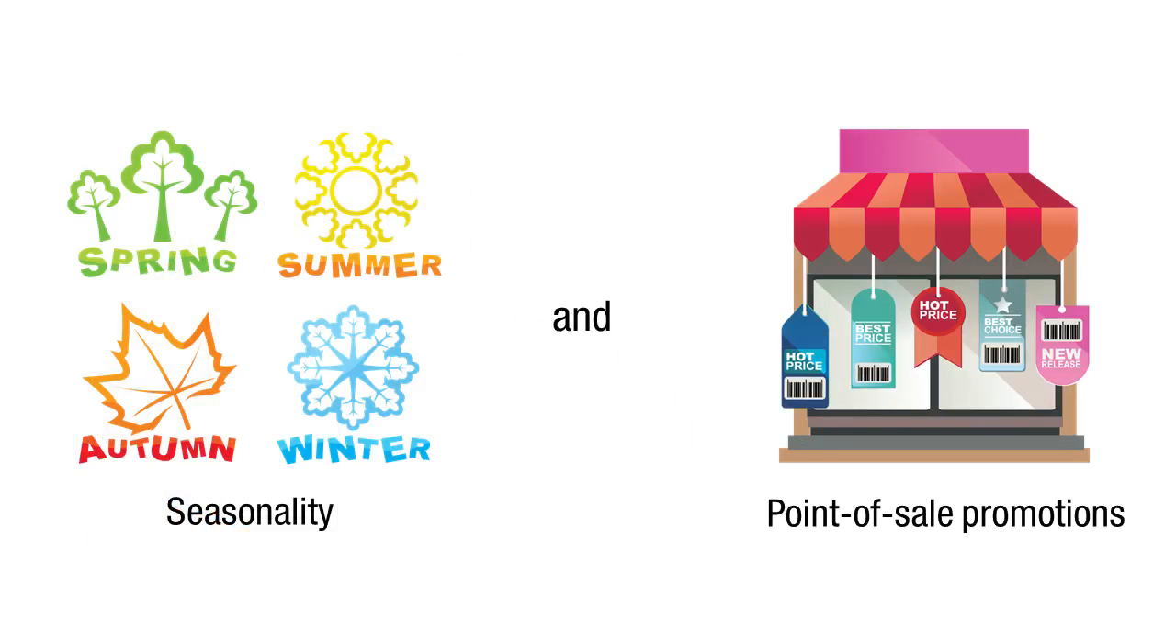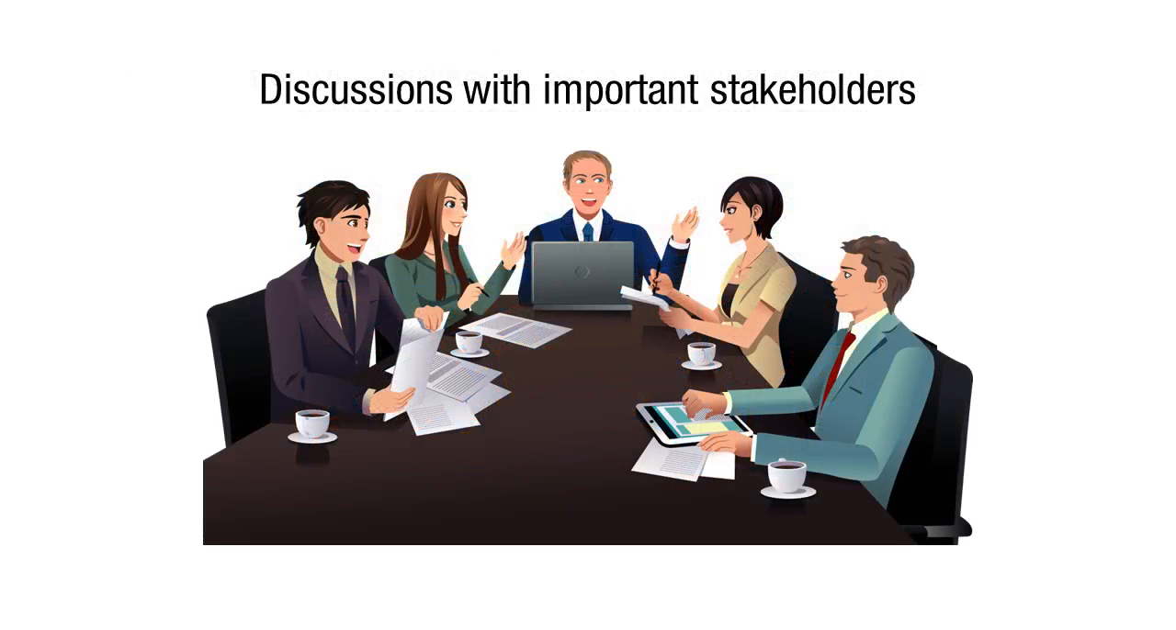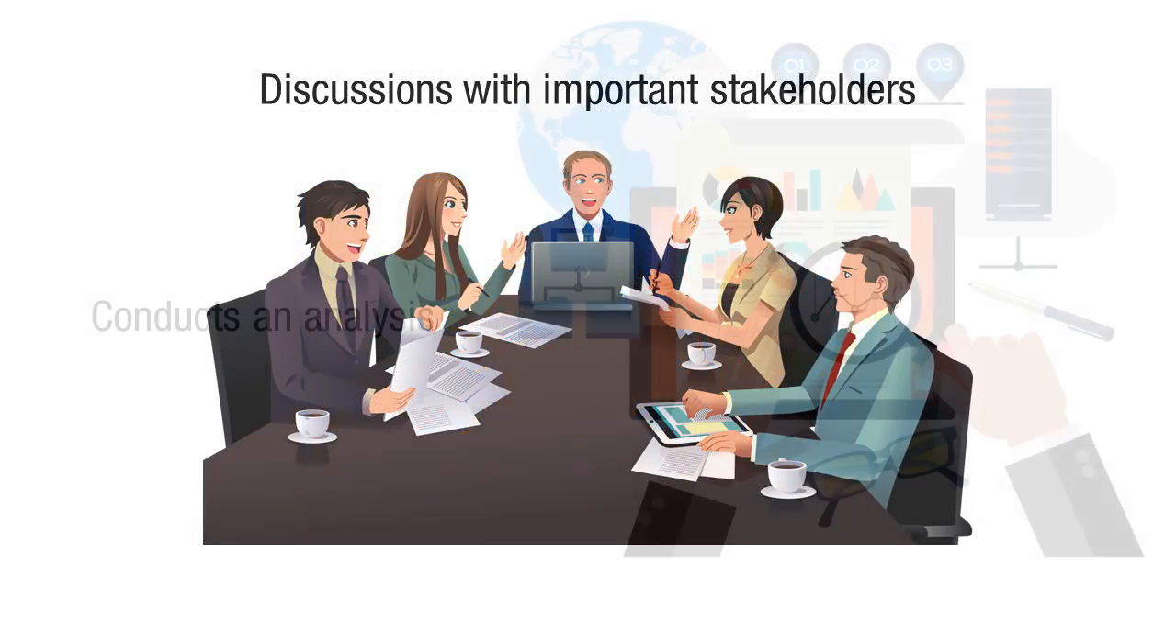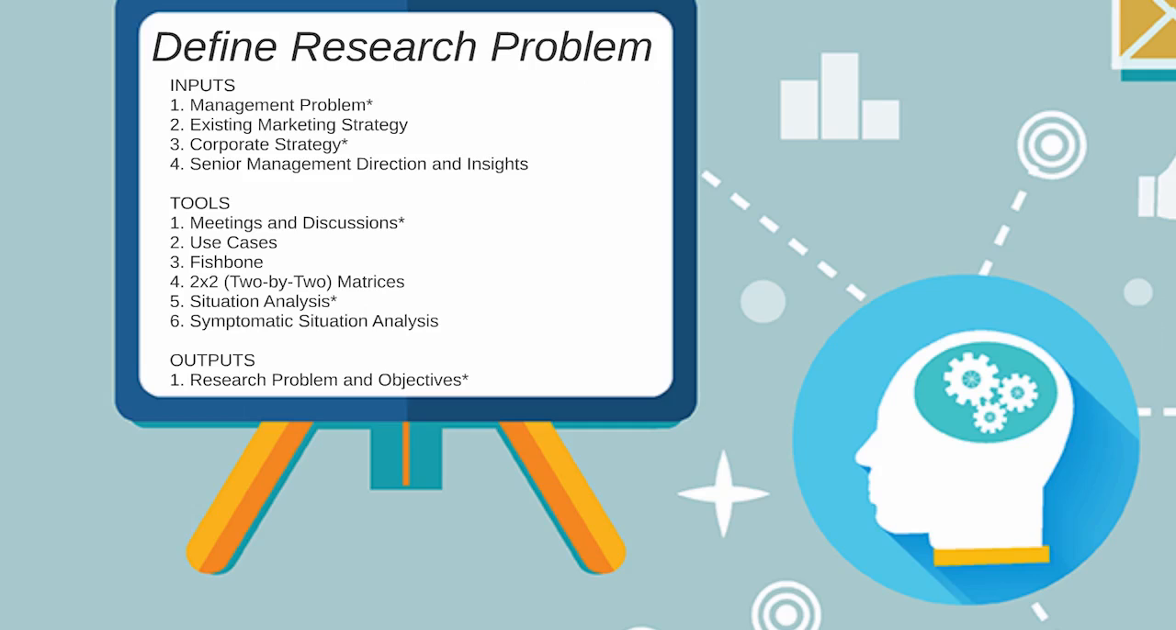During this process, the researcher tries to understand the background of the management problem, gathers relevant information and context, has discussions with important stakeholders, and conducts an analysis. This figure shows the inputs, tools, and outputs for the Define Research Problem process.